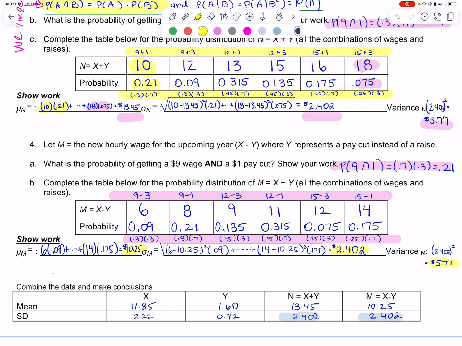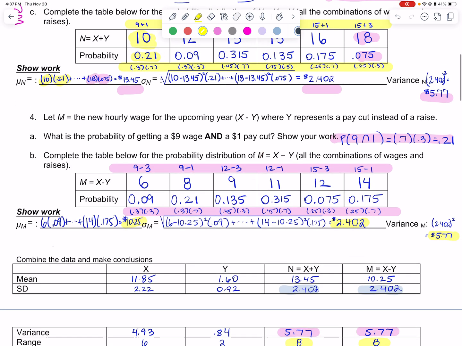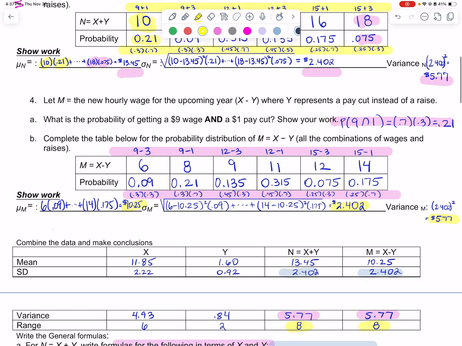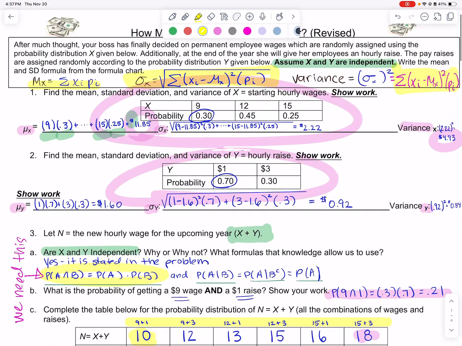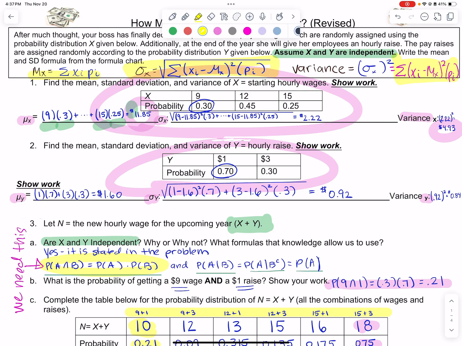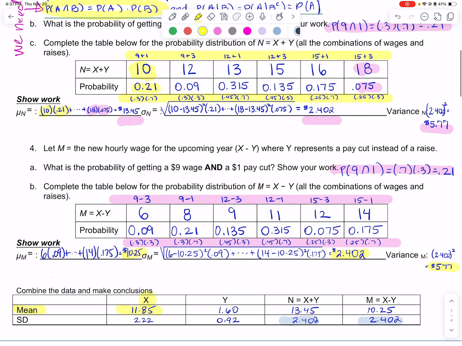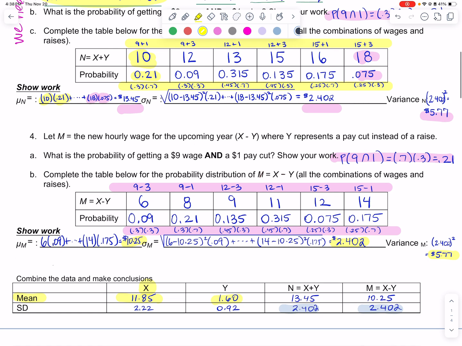You really haven't been thinking. You've just been putting in formulas and calculators. So now I want you to put everything into this chart. What I've done is I've taken the mean of X, which was 1185. How did I get that? I went up here, the mean of X is 1185, okay? The mean of Y is 160, so I'm going to put it down here at 160. And so forth and so on.